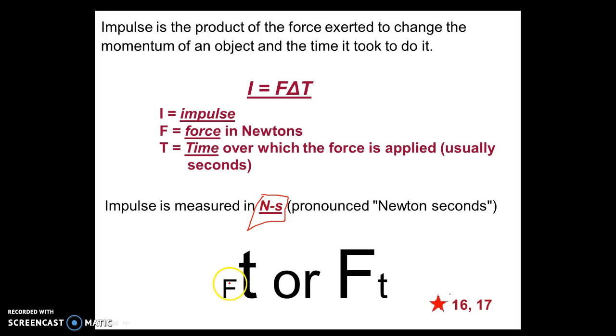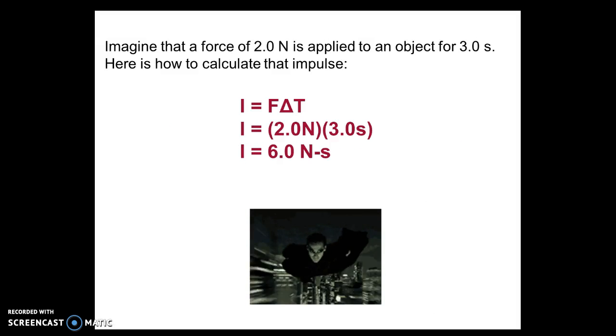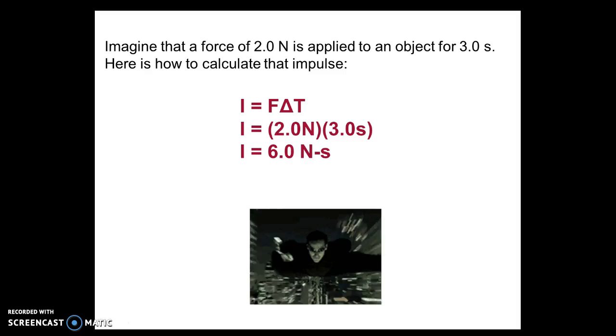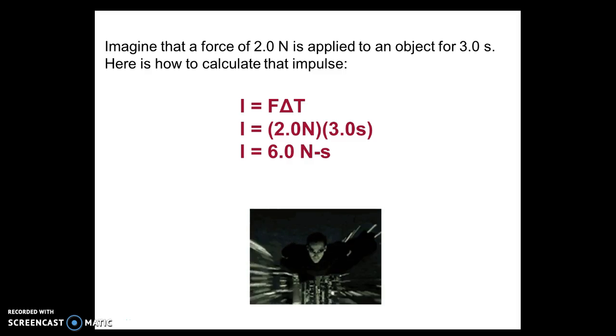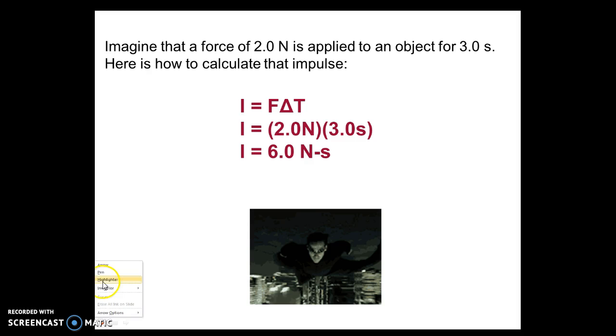So when your force is small but you increase your time, it would equal the same as if you put a great force in a short amount of time. So when we're given an equation, imagine a force of 2 newtons is applied to an object for 3 seconds. It's straight plug and chug, folks. Pay attention to your units. This is force, this is time. So I would take force and plug it in here, take seconds and plug it here, and multiply. 2 newtons times 3 seconds is 6 Newton seconds.